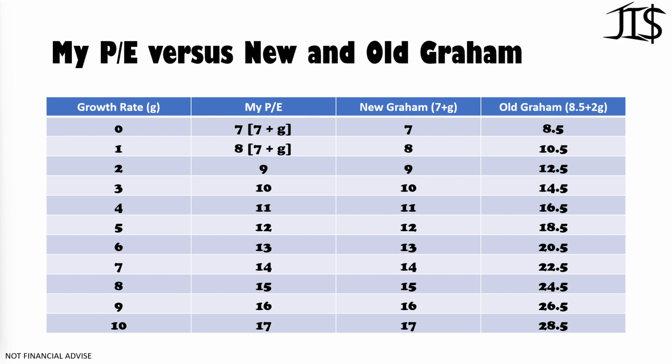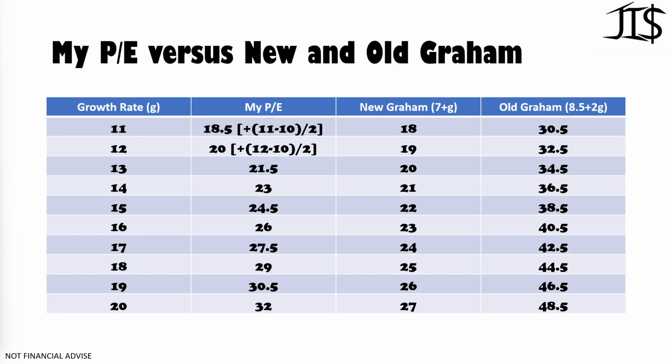Where I have differences is of course from 11 to 20%. I think this is one of the best ranges to invest into companies. So companies that grow higher than 10%, and most of the time they are then growing around 11 till 15%. So there I add compared to the formula of new Graham.